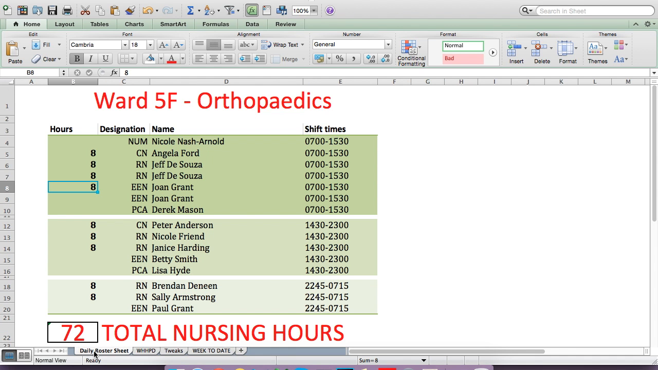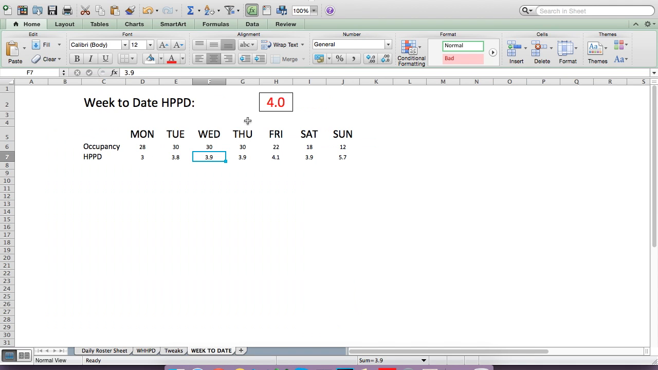Annual and non-productive hours like annual leave, long service leave, study leave are generally not included. You have to check with each organisation. It's not an exact science, but usually non-productive hours are not included. Your target is 4.2. Now, if you're running your ward at 4.0 as opposed to 4.2, then that gives you a little bit of buffer. Now, those hours can then be spent elsewhere how you wish. It's entirely up to you.